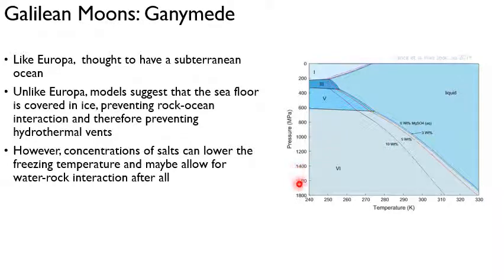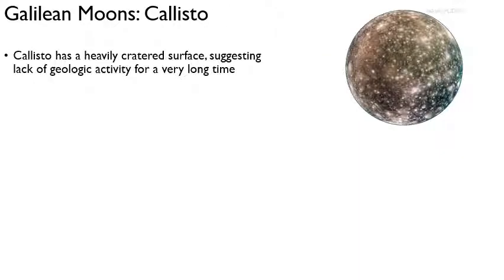So this phase space diagram is pressure versus temperature. The Roman numerals 1 through 5 are different phases of ice. And then liquid is this color over here, and what these lines are indicating is that as you increase the salinity, you move the freezing temperature down, basically. So you can have liquid water at cooler temperatures than you otherwise would think. And so it's plausible anyway that you maybe do have a rock-ocean interface, and therefore maybe you have hydrothermal vents, and therefore maybe you have some kind of life that could exist on Ganymede.